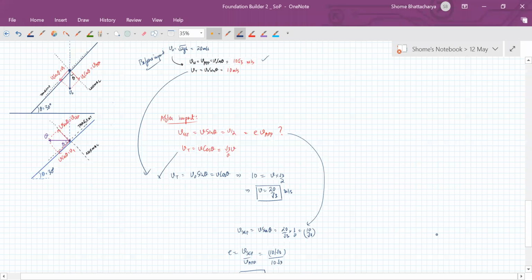So these type of questions are very important, because they test you on your understanding of various things: kinematics, vector algebra, components and all that, and of course the collision concept also. And now this question can have a third part, that after the impact is over, what is the range of the particle on the inclined plane? So it can also ask you a further question.